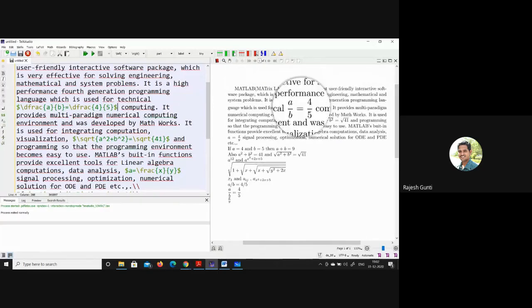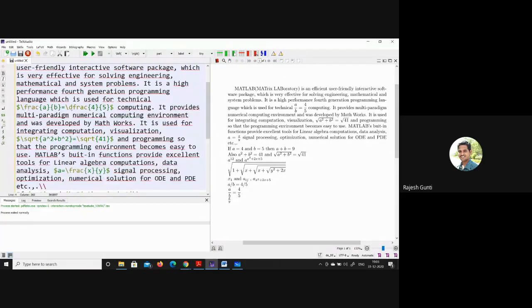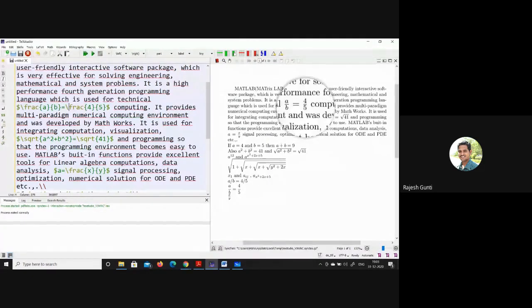One extra space is occupied here. Am I correct? You see this space between this line and these two lines. If you don't want any space, you take frac only, ordinary frac. If you remove the d here and run, a by b is equal to 4 by 5. That is the difference between dfrac and frac.